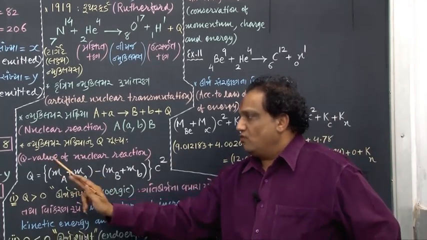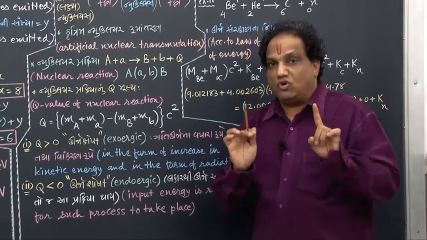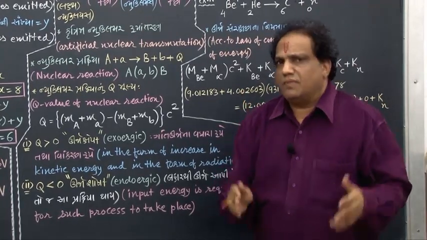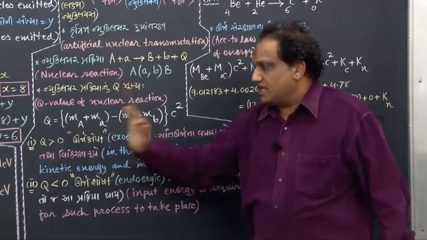Now, what do you mean by Q value of nuclear reaction? It is going to show you the amount of energy exchange in a given nuclear reaction, correct? But how to find out its value? You need some formula. Formula is this.